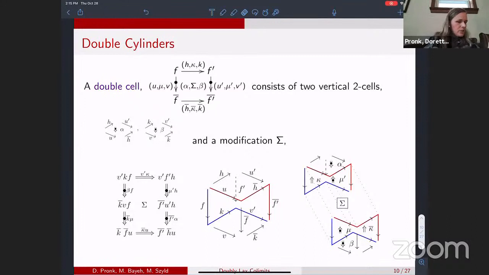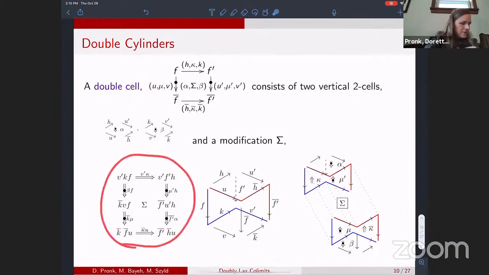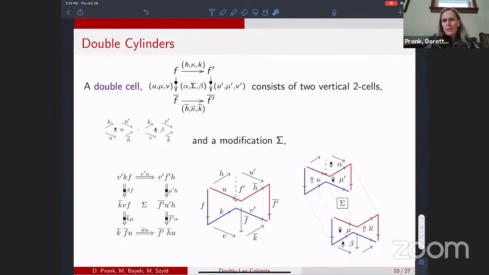And so a double cell consists of two vertical cells and a modification to fill the cube. And so we see that here, the alpha for the top, a beta for the bottom, and then the sigma that will connect the pieces. And yeah, it's a matter of checking that everybody fits together. So I like the picture on the right to think about, but of course, if you really want to think about it as a modification with horizontal and vertical cells, then the picture here on the left tells you how they fit together to put the modification in there.